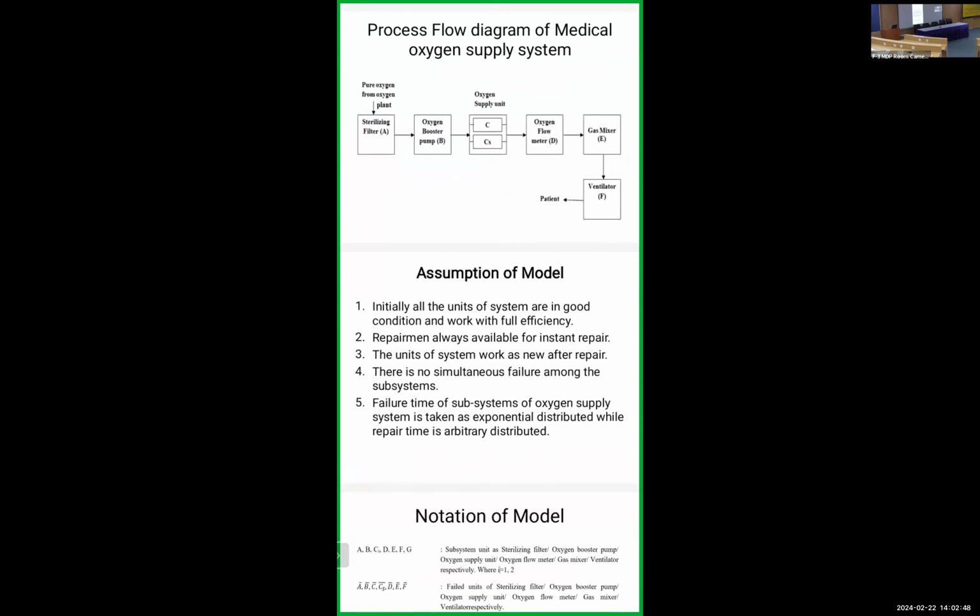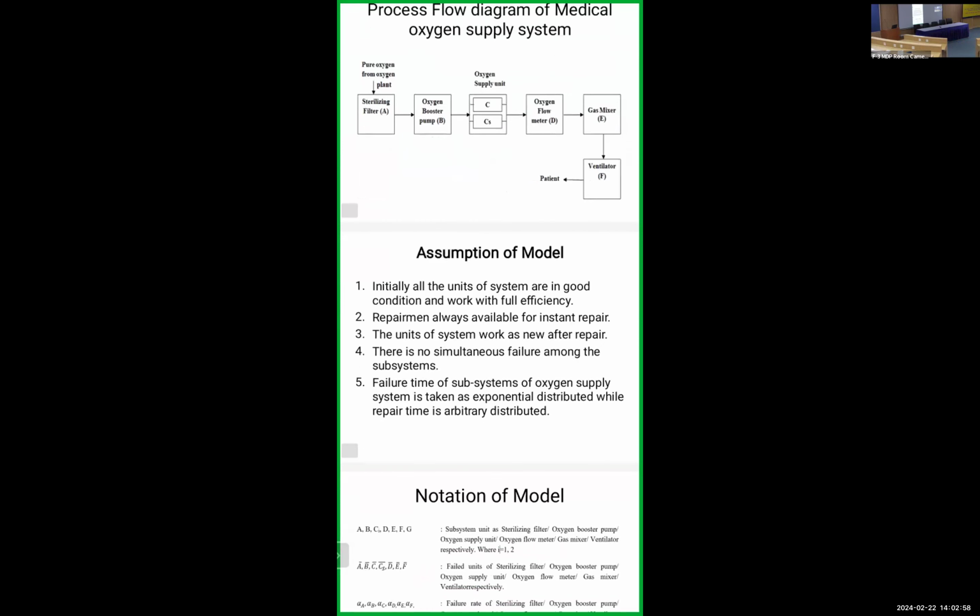Oxygen flow meter basically manages and regulates the flow of oxygen. And the fifth unit is a gas mixture. A gas mixture is a mixture of the pure gas and the air mix. So we can't supply the pure gas to the patient. That's why we require the gas mixture.